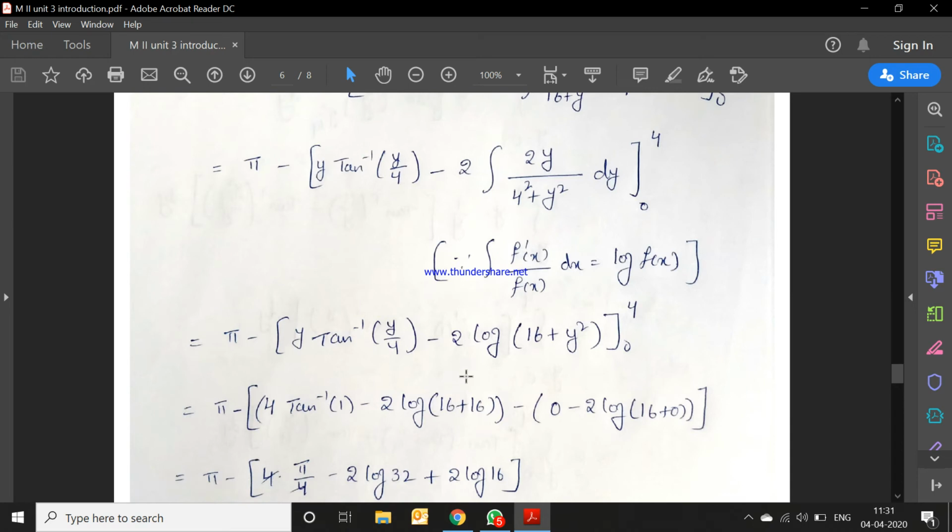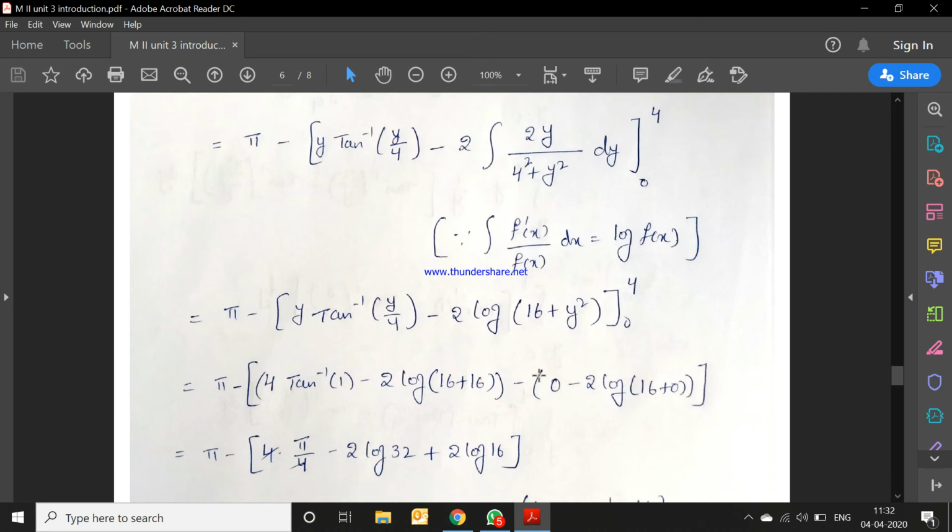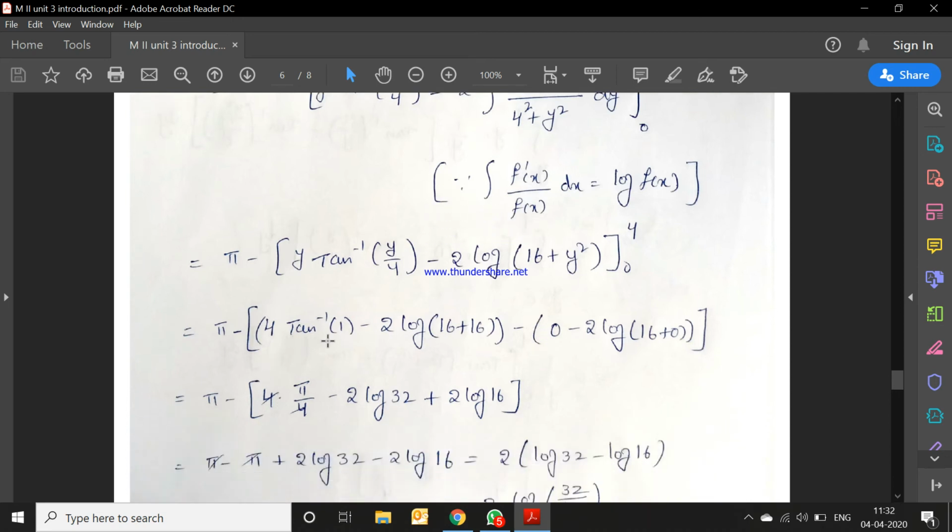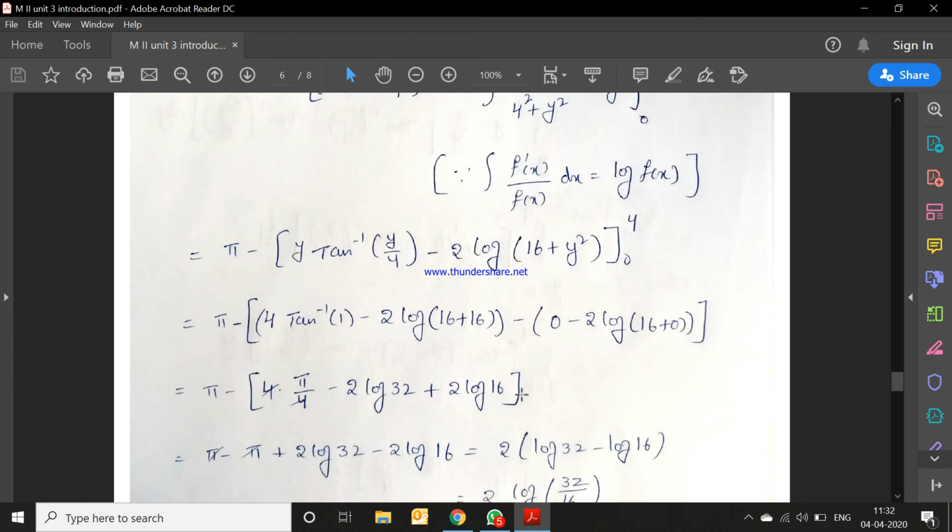Now you can substitute the limits for y. That is y value is 4, tan inverse of 4 by 4 is 1, minus 2 log 16 plus 4 square is 16. 16 plus 16 is 32, minus lower limit. Lower limit becomes y into tan inverse of 0 is 0 into something, 0, minus 2 log of 16 plus 0, log 16. So then we can get tan inverse of 1 is pi by 4, already discussed. 4 into pi by 4 minus 2 log 32 minus of minus plus 2 log 16.